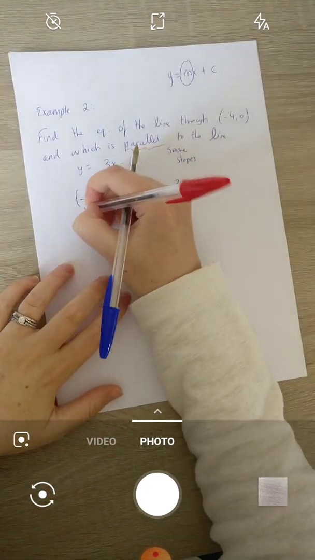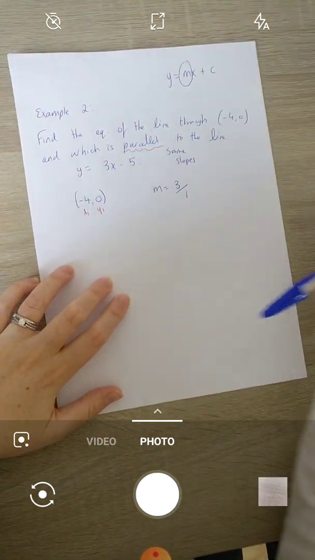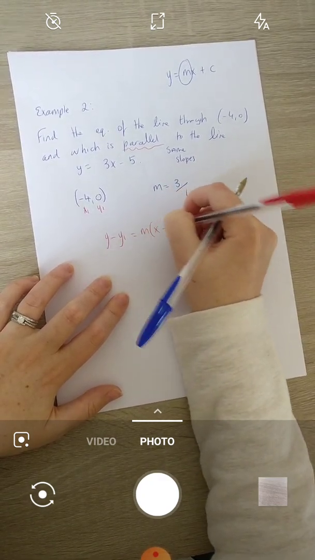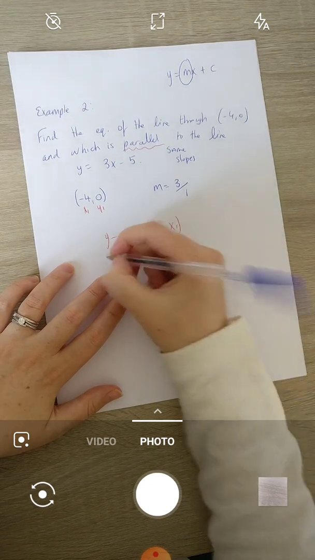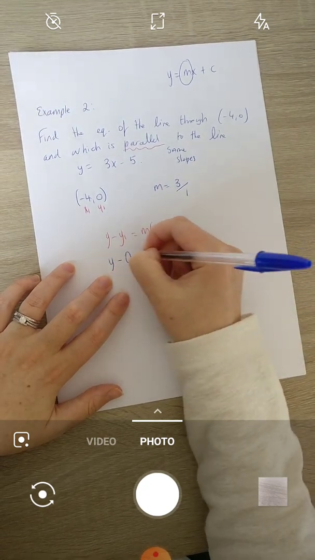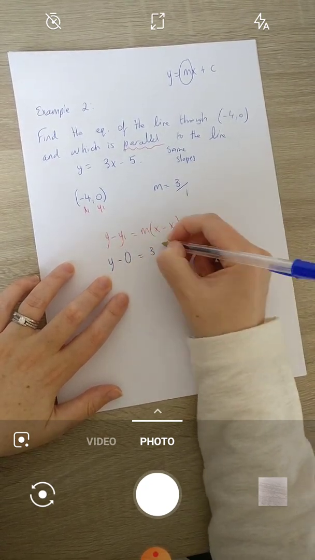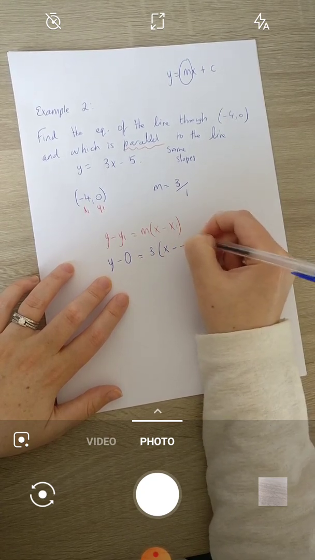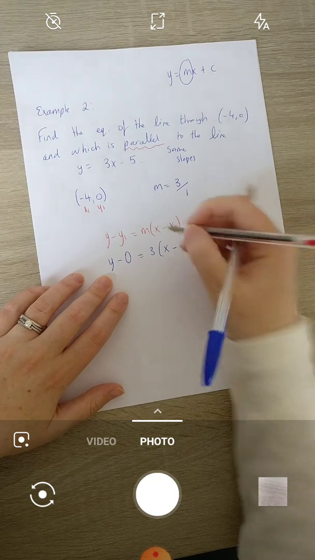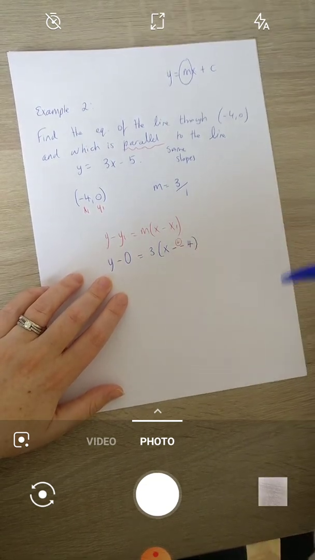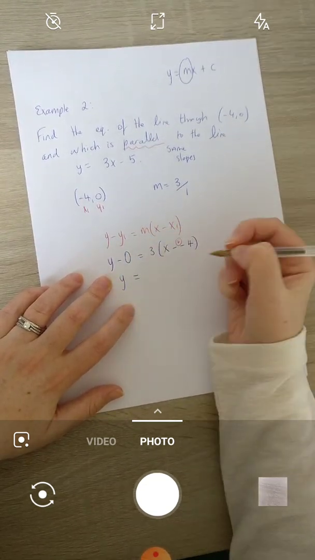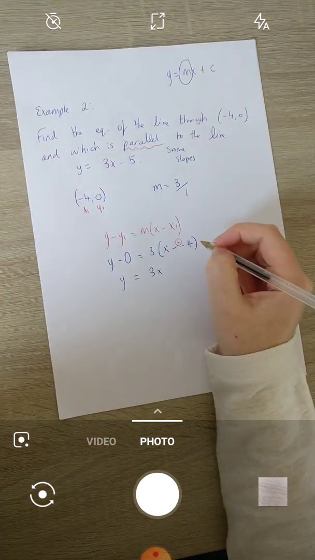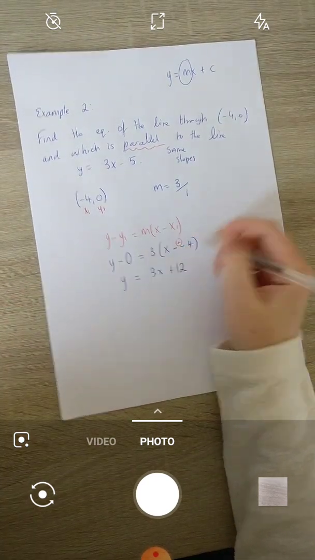So labeling our point x1, y1, and our formula y minus y1 equals m times x minus x1. So subbing in, we've y minus 0 equals m, I'm just going to write 3 times x minus x1 is -4. Okay, so that's going to become a plus here. Y minus 0 is just y. 3 times x is 3x, and 3 times +4 is +12.